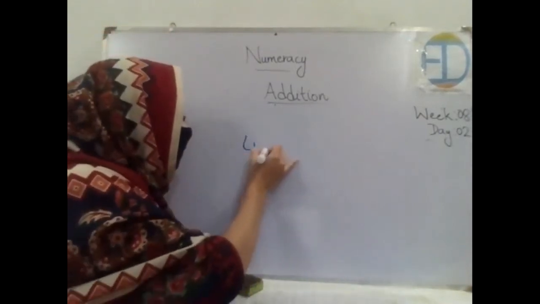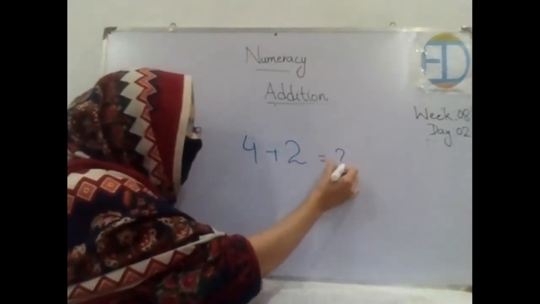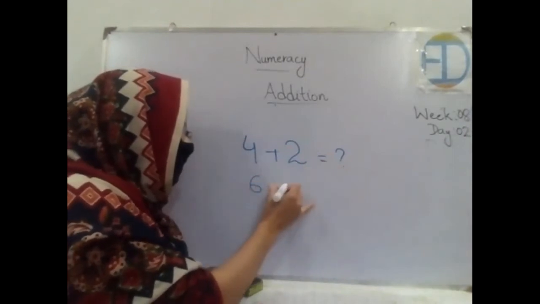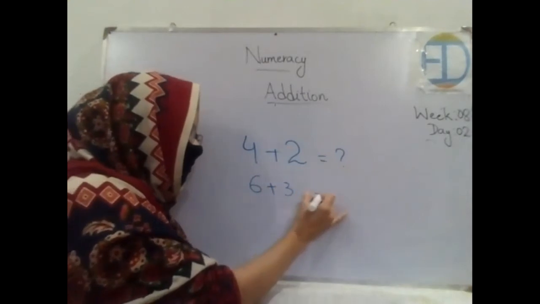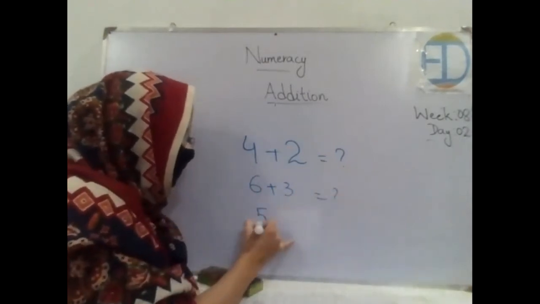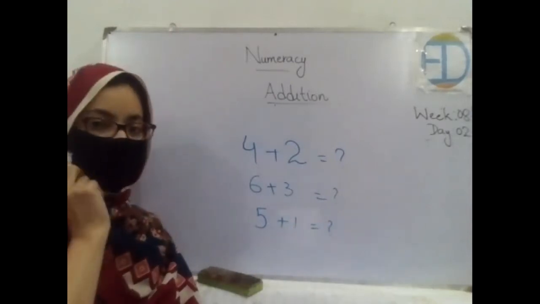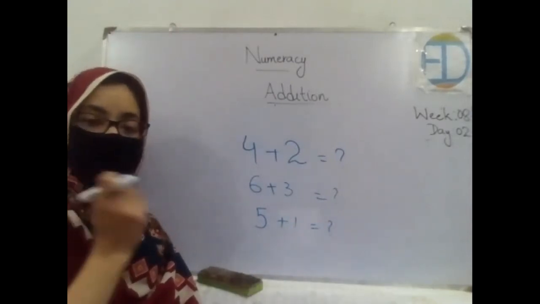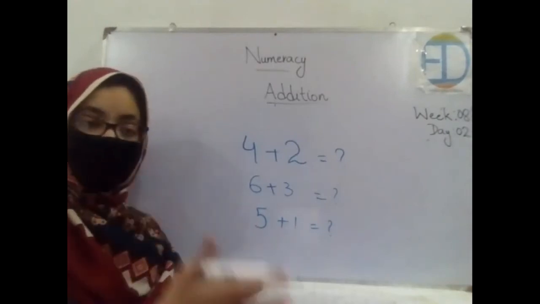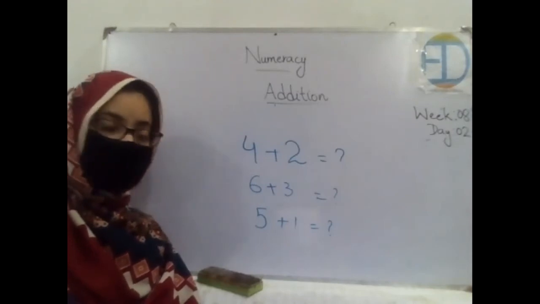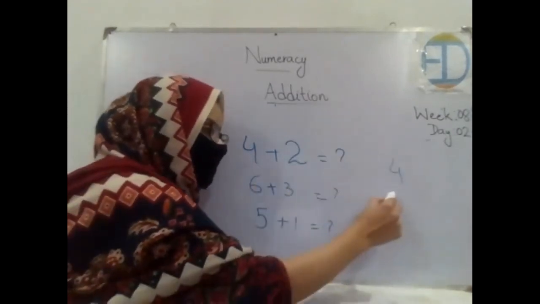Okay, so let's say there are some numbers written in front of you. The numbers are 4 plus 2, right? And the next is 6 plus 3. The next is 5 plus 1. And you are supposed to find their answers, right? And the numbers are written in horizontal order. So the very first step would be to write them in vertical order, right? Vertical order means one above the other. This will be written like this.